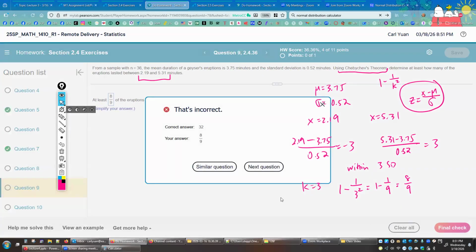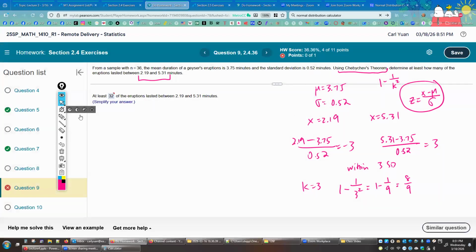Oh, all right. So, duh. So 8 over 9. And then we'll have to multiply that by 36. So 36 times 8 over 9. So 8 over 9 of the eruptions for a sample with 36 eruptions. So 9 times 4 is 36. So this equals 32. So that's why it's 32.